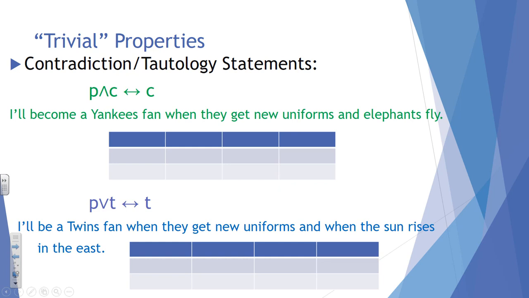And our eighth property are the contradiction and tautology statements. We kind of throw these together because even though they're different, they behave almost exactly the same. So, I'm a baseball fan. I'm from Minnesota, so I'm a diehard Twins fan, which also means that I just can't stand the Yankees. I'll become a Yankees fan when they get new uniforms and when elephants fly. It's a colorful way of saying I'm never going to be a Yankees fan.